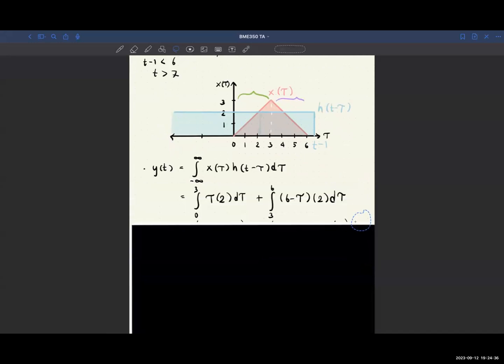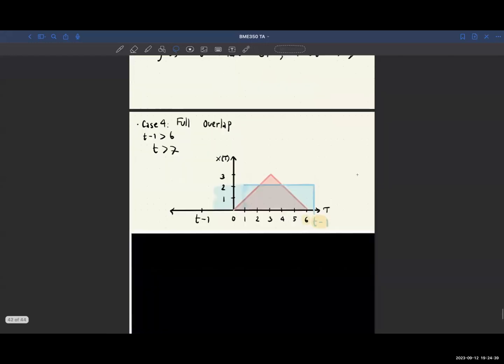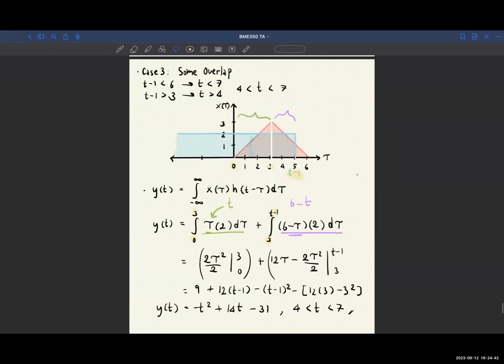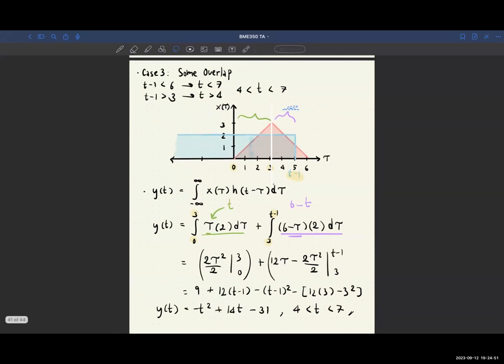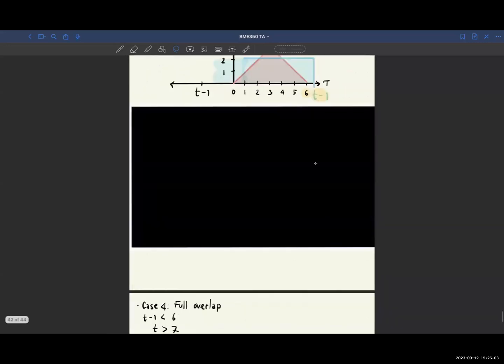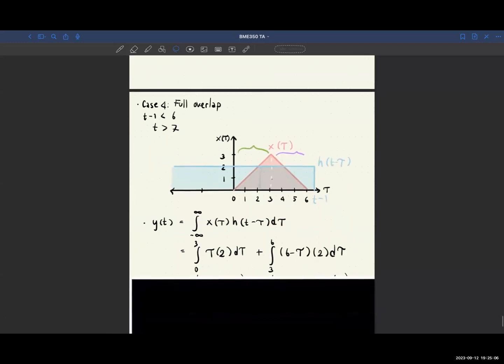Okay, and like the previous scenario, we have two pieces that we want to solve: the piece before 3 and the piece after 3. However, the thing that's going to change is that in the previous scenario t minus 1 used to be the boundary condition, but now the thing on the edge is not t minus 1 anymore. The edge of the convolution is going to be 6 instead. That's why we change our boundary condition from t minus 1 into 6.